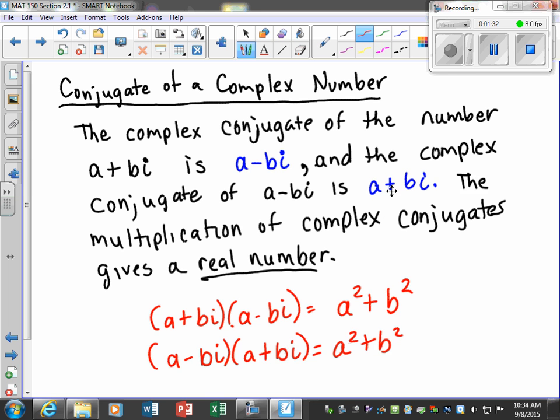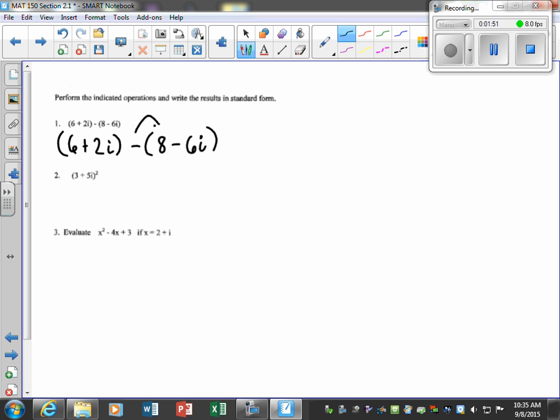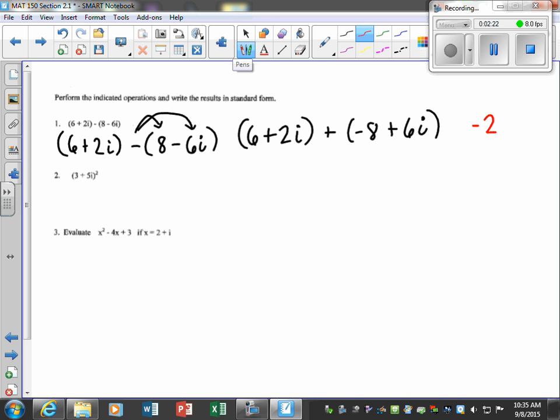So a real number is going to be, so you can see this is 6 plus 2i minus 8 minus 6i. Alright, anytime that you have subtraction, you might want to go through and rewrite this, and so it'll be 6 plus 2i, and then plus -8 plus 6i. If you could do that in your head, that's fine, but if not, don't forget that the negative is distributed throughout. That's the one mistake most people make. Now, we add the real parts with the real parts, so 6 plus -8 is -2, and then 2i plus 6i is 8i.